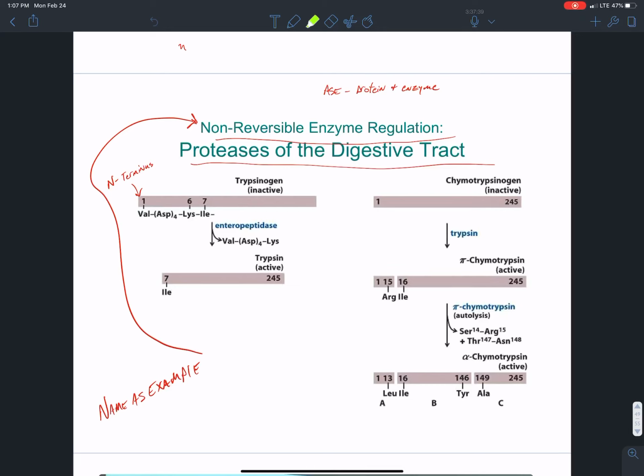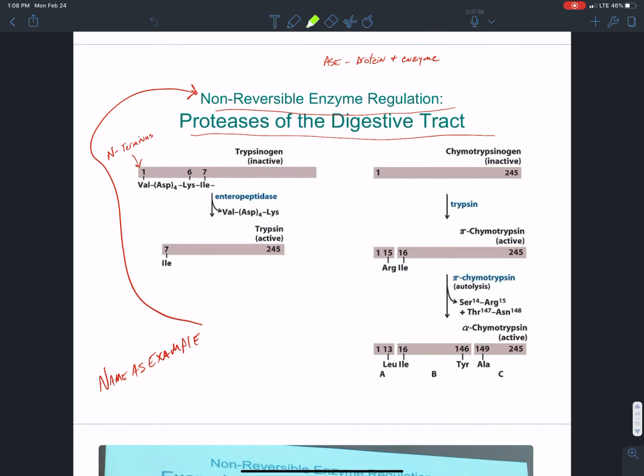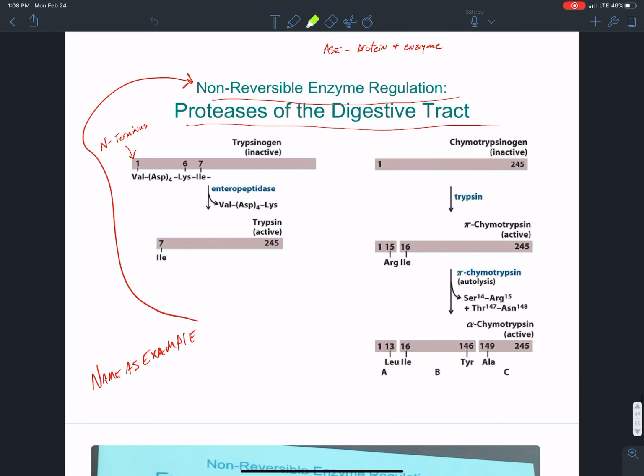So we finished in preparation for a quiz that's coming Wednesday. And the quiz material is definitely on this part, and then it'll stop. I actually have to go back and review a little bit because I'm not sure where we left off. So let's begin. This is the non-reversible enzyme regulation.